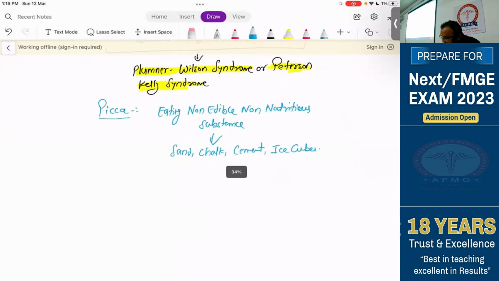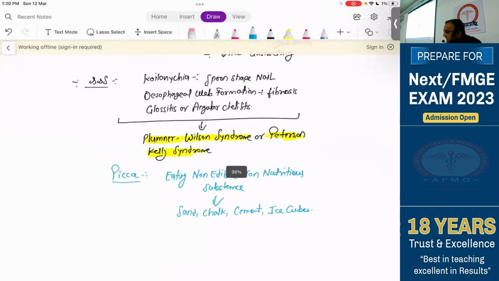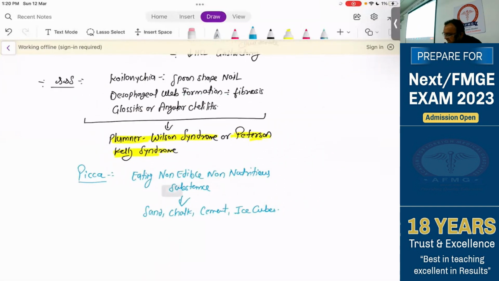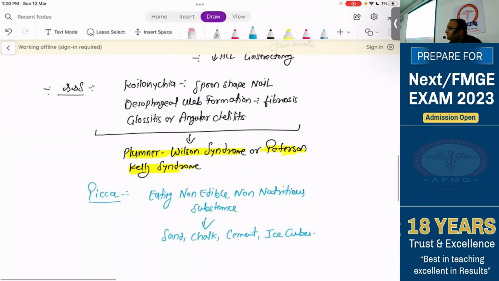So these are the specific features. I am not talking about the non-specific features like pallor, tiredness, easy fatigability. All these features will be seen in any kind of anemia, so that is not particularly common in iron deficiency anemia. Here, these are the features which are particularly common in iron deficiency anemia. Okay.